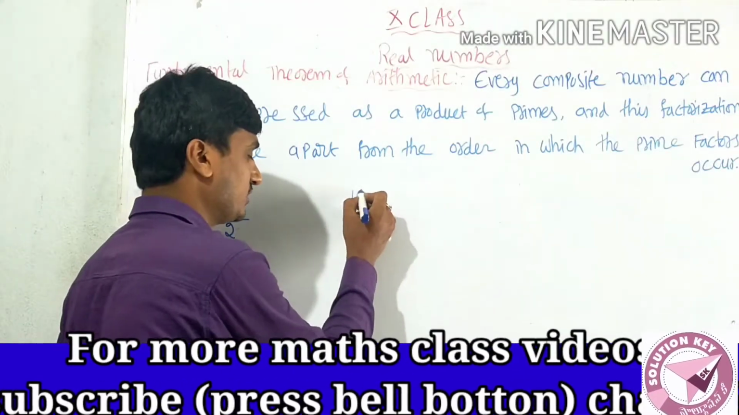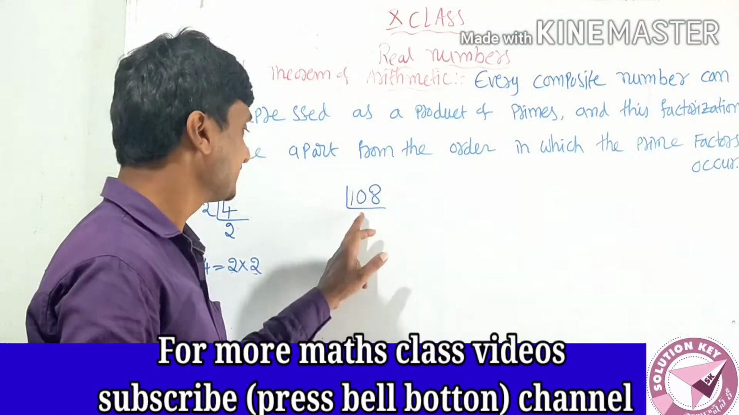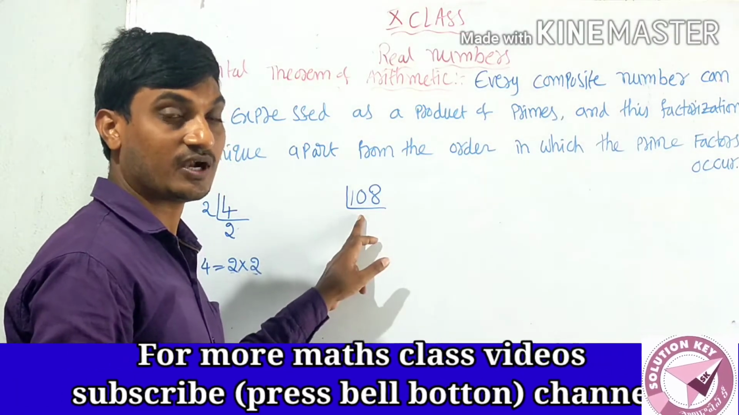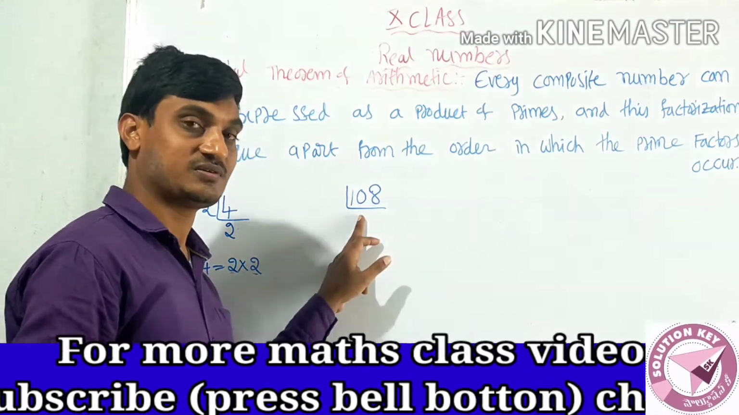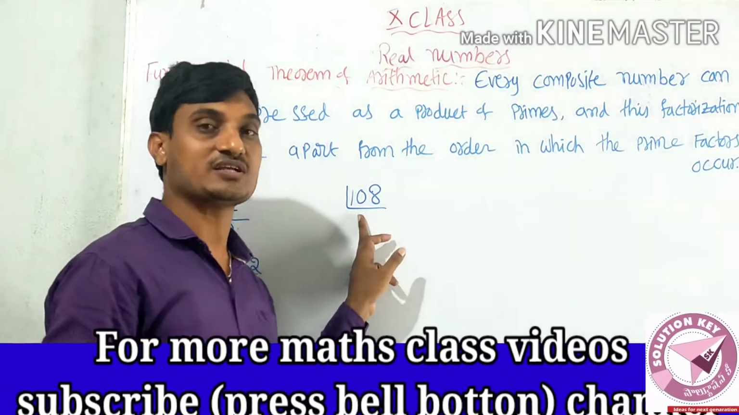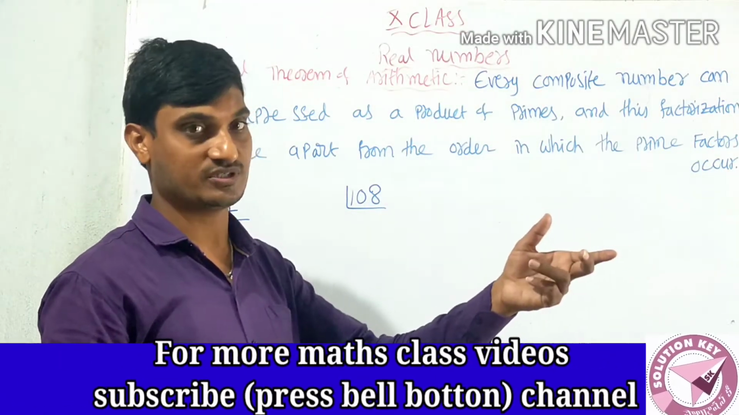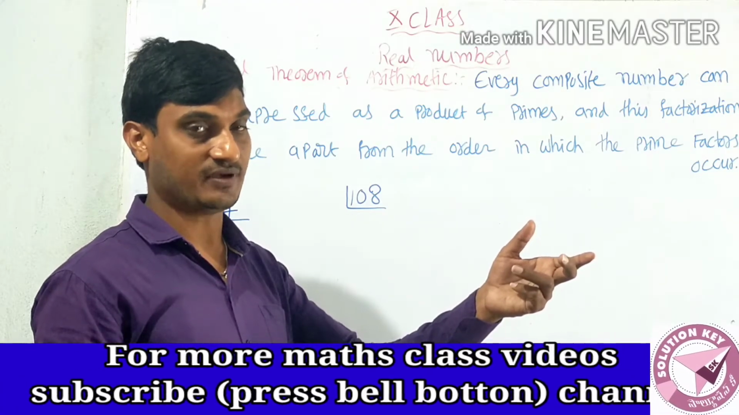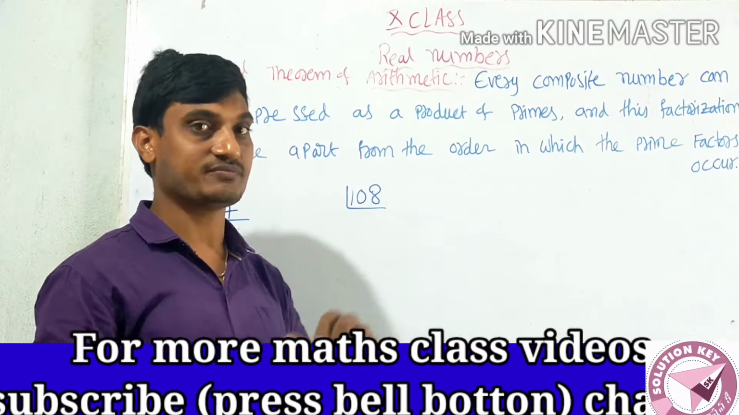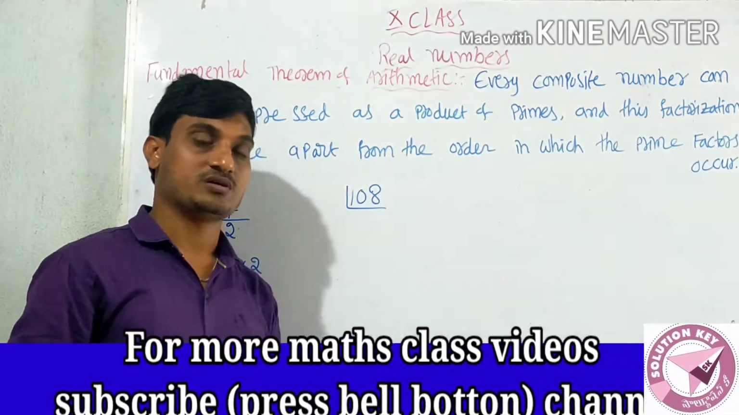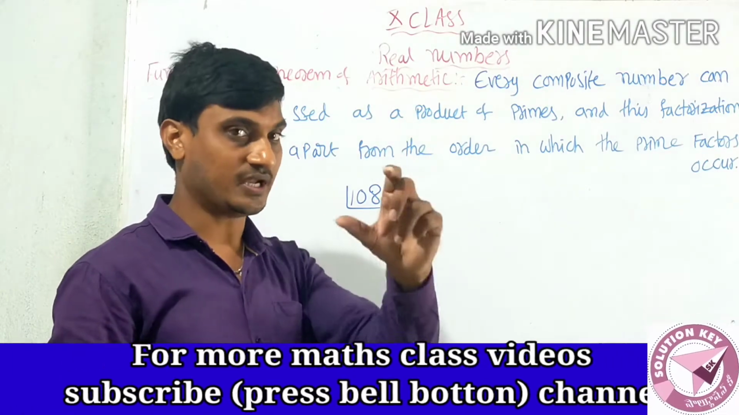I am taking a larger number, since 4 is a single digit number. I am taking the number 108. Okay, is 108 a composite or a prime number? You are higher class students, you know which is a prime number and which is a composite number. To easily identify composite or prime numbers, first learn the divisibility rules. What are the divisibility rules? At least you should know the 10 divisibility rules.